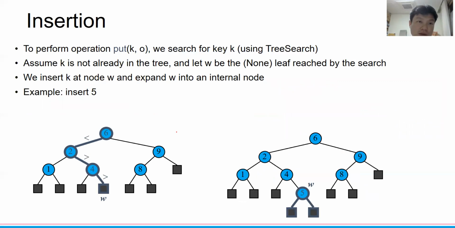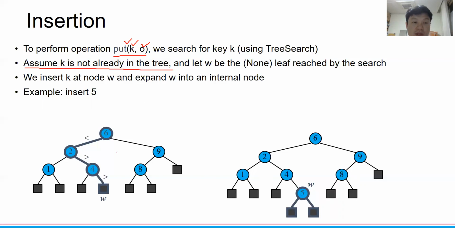Using the binary search tree, we can do the following procedure. To perform the operation put(k, o), in the map you have the method put. It means I want to put the key k with the object. We are trying to find the way to save the key into the search tree. Let's assume k is not already in the tree.